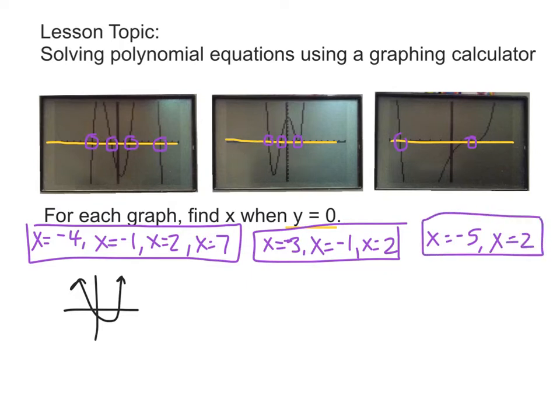So notice that on the first graph, when y is 0, there were 4 solutions. On the second graph, when y is 0, there are 3 solutions. And on the third graph, when y equals 0, there were two solutions. So a lot of different things can happen depending on the shape of your curve.